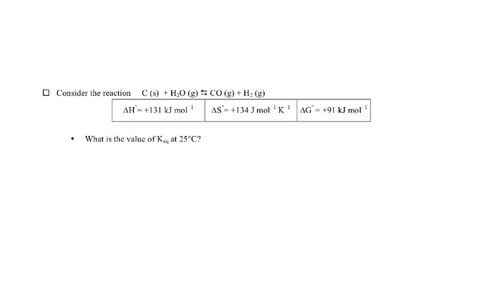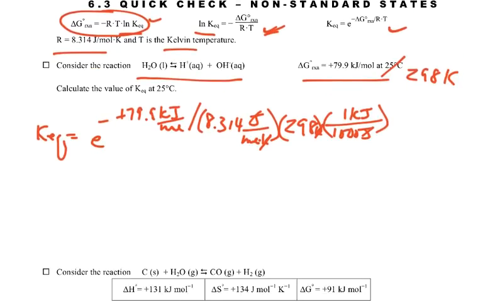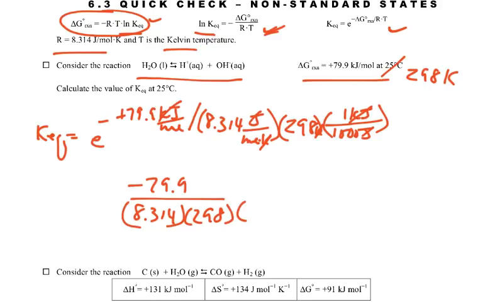Okay, so I have this number here. So I'm just going to do this number by itself first. So that's going to be negative of 79.9. Okay, my kilojoules are canceling out. That's okay. Divided by 8.314 times 298 times 1 over 1,000. Okay, so that whole number comes out to be negative 32.2. We could say 32.249, but that's going to be too many significant figures.